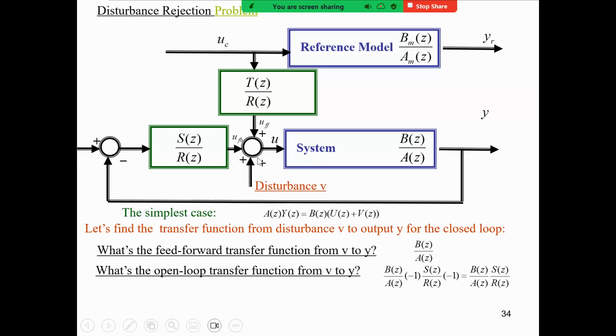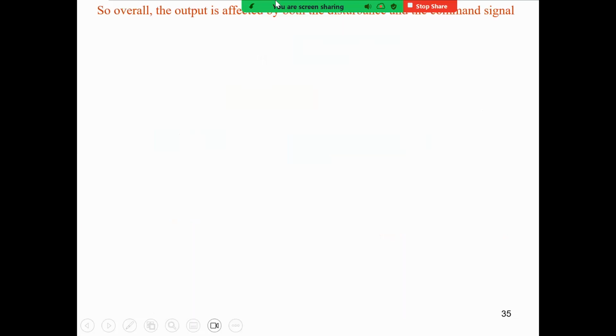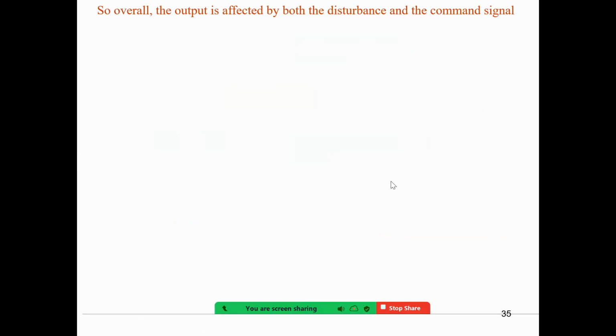Once again, there are two minus signs. This one is positive feedback, I make it negative feedback, but there is a minus sign, so there are two minus signs, which make it positive. Therefore, the transfer function from disturbance to the output is just this one: feed forward over 1 plus open loop. You may say actually it's the same as the feed-forward signal to the output. Of course, they are the same. You look at the signal, they're affecting the system in the same way. So overall, the output is affected by both the disturbance and the command signal. This is the effect of the disturbance, the transfer function we just derived here. This is the transfer function we also derived from the command signal to the output.